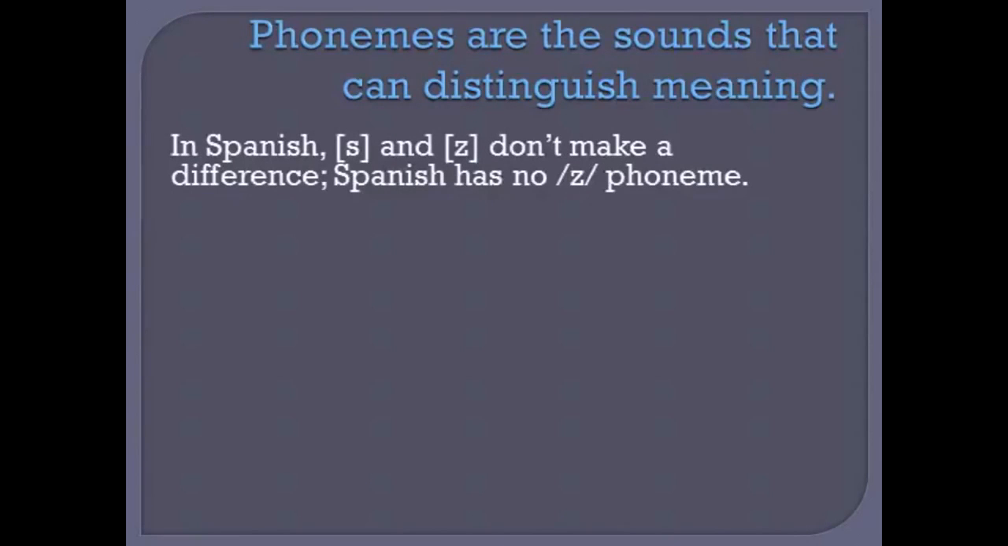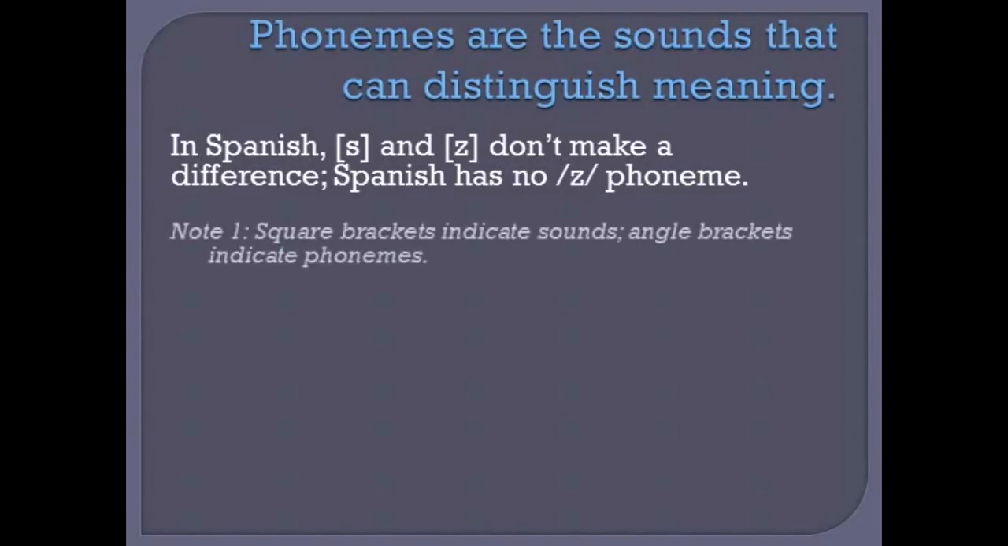I'll give you a third example of the sorts of sounds that might or might not make a difference. Spanish has no Z sound, and I know you're going to immediately object if you've taken even the first day of a Spanish class. The Spanish alphabet does have a letter Z in it. But what I mean is that in Spanish, the S and the Z sound, the voiceless and the voiced alveolar fricatives, don't make a meaningful difference. Spanish has no Z, no voiced alveolar fricative as a phoneme.